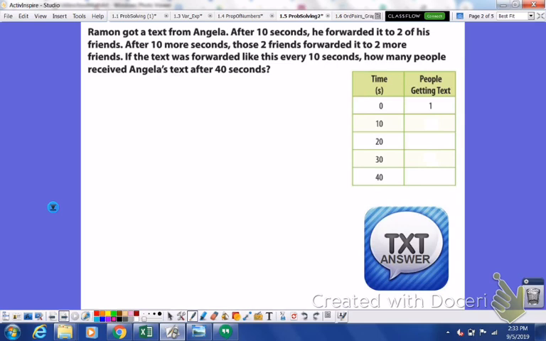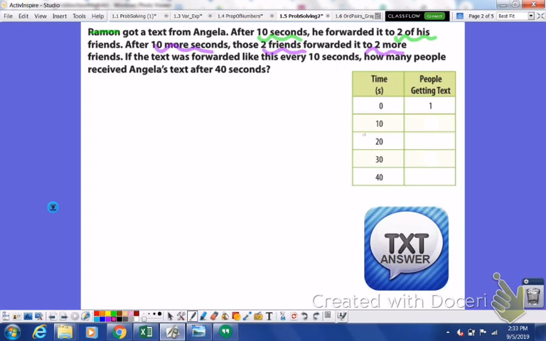Okay, so we write it through. Go back through highlighting. We know that Raymond has the text. We know that after 10 seconds, he forwards it to 2 of his friends. And then after 10 more seconds, those 2 friends forward it to 2 more friends. Okay, so there's our kind of highlighting, underlining strategy. And then you'll see, obviously, we have a chart here for you, so clearly we're going to be using the chart strategy. So we know at our 0 time, Raymond has this text.